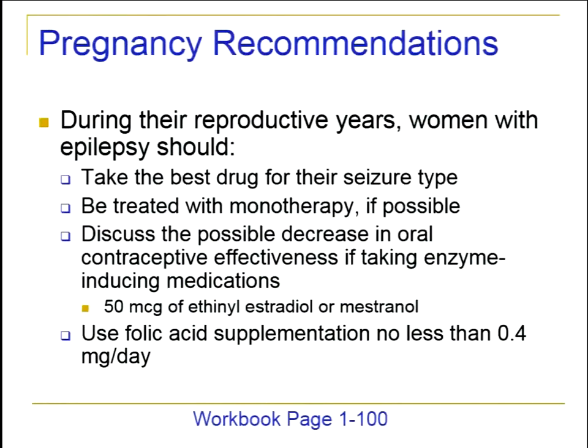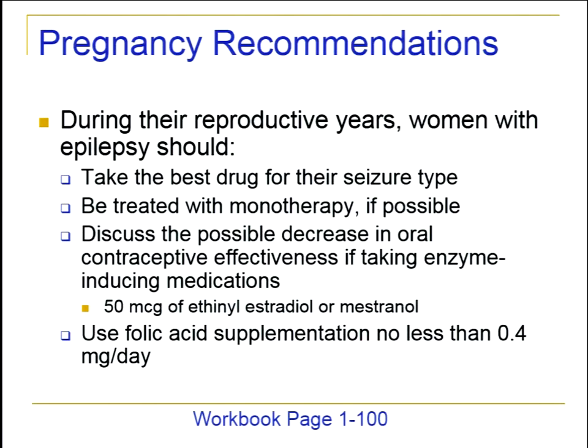So let's talk about recommendations for women of childbearing age with epilepsy. During their reproductive years, the recommendation is that the patient should take the best drug for the seizure type. I know inherently that makes sense, but I've also seen a lot of people say, well, ethosuximide has a B rating, so let's give them ethosuximide. And you're like, well, they don't have absence seizures, so it's not going to work. So we've got to choose a drug that works.